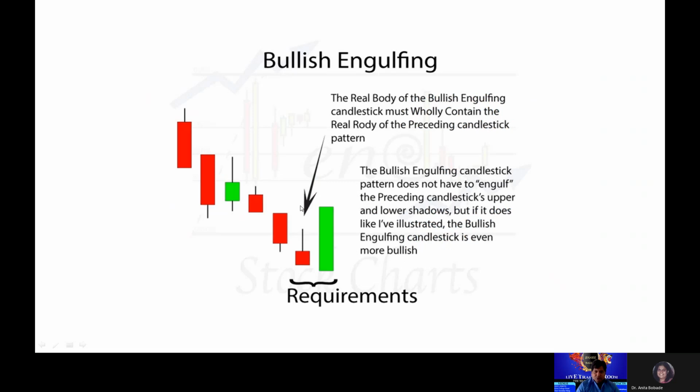So this is again the bullish engulfing candle, in which the candle tries to eat up the previous candle. The bullish engulfing candlestick pattern does not have to engulf the preceding candlestick's upper and lower shadows, but if it does, like it has been illustrated, the bullish engulfing candlestick is even more bullish. Here this candle has tried to go down. However, the requirement is that this candle is going in a downward pattern and it's going to engulf the previous candle. So this is called a bullish engulfing.